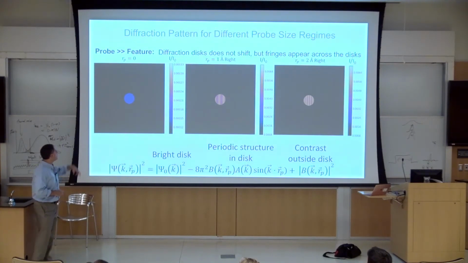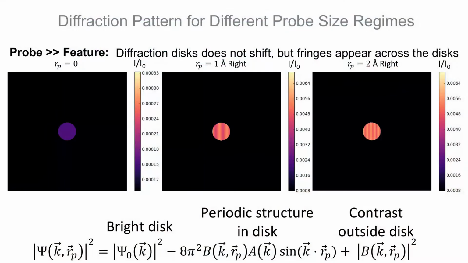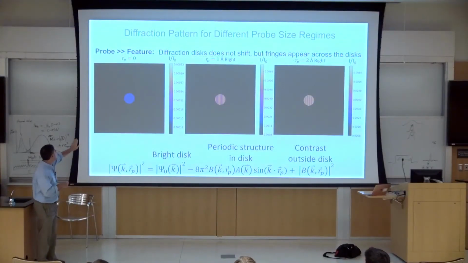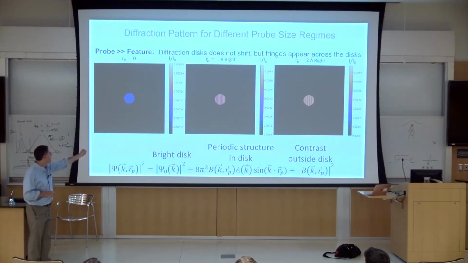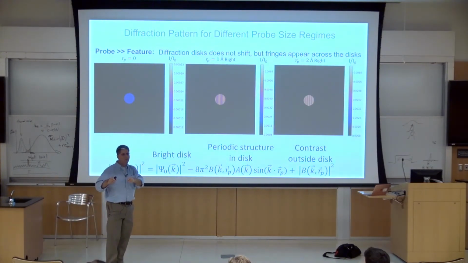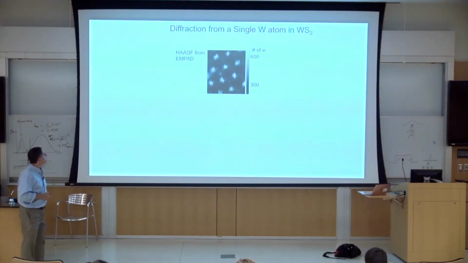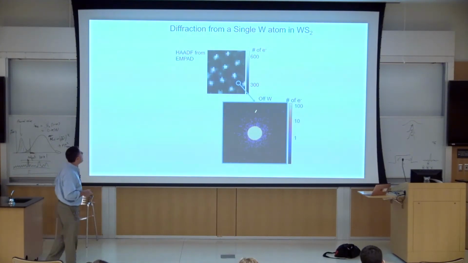If I look at a diffraction pattern from a single atom, and Michael has calculated this, what I get is little fringes and intensity changes across the disk. The disk doesn't shift. So a delta function potential gives me contrast inside the disk, but no shift of the disk. So now I have a way to separate out short-range electric fields from atoms and long-range electric fields from long-range magnetic fields. So this is just quickly showing you a diffraction pattern.